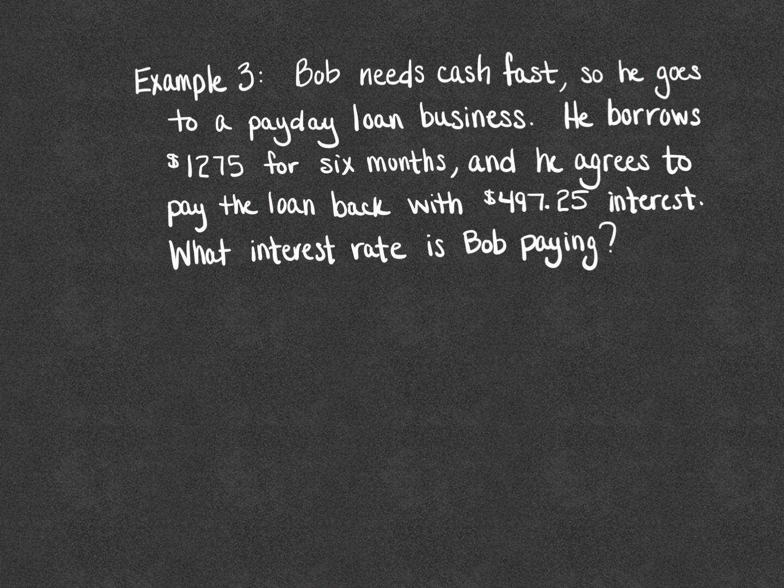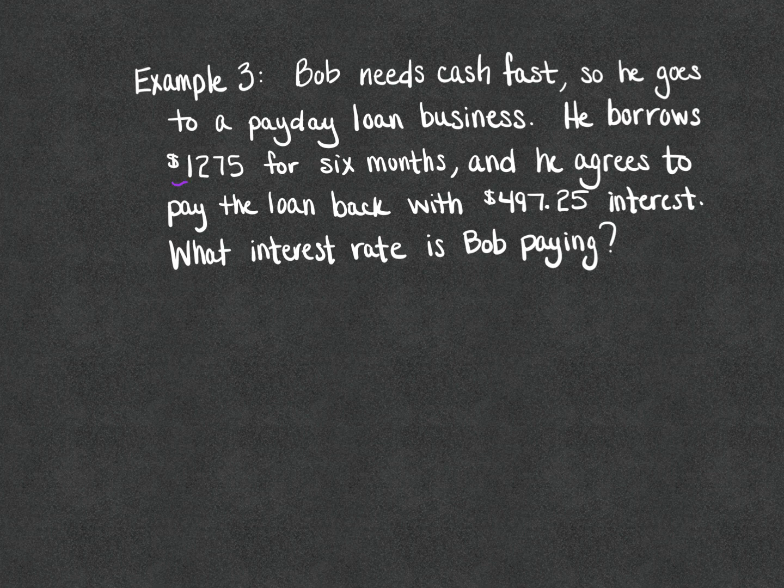All right, in example number 3, we're going to look at a payday loan company. Have you ever seen those commercials, need cash fast? Well, that's what this is about. So Bob needs cash fast. He goes to a payday loan business or company. He borrows $1,275 for 6 months, and he agrees to pay the loan back with $497.25 in interest. So he's got to pay back what he borrowed, the $1,275, and he's going to give them an additional $497.25 in interest. The question that I have is, what interest rate is Bob paying?